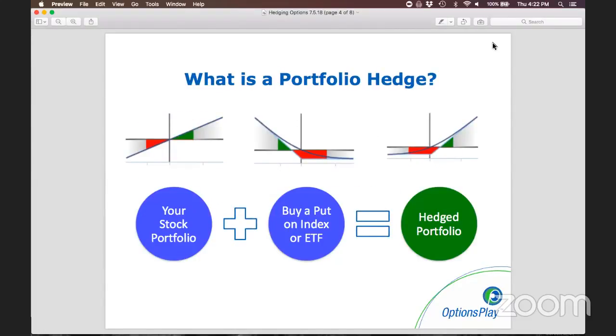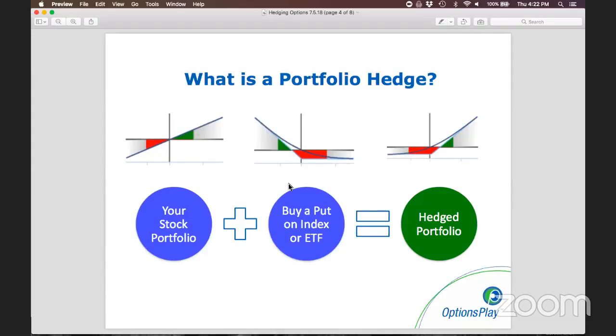So let's just talk about what a portfolio hedge is. Very simply, we take your existing stock portfolio that you have today, whether you have stocks or ETFs, which we consider your stock portfolio. As you can see in the picture, a stock portfolio has dollar for dollar gains and losses. For every dollar the markets go higher, you make $1. For every dollar the markets go down, you lose $1 for every share that you have. And it's equal on both sides.